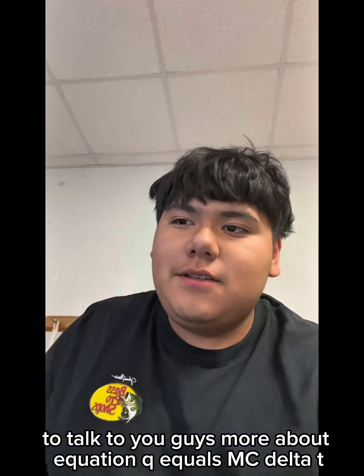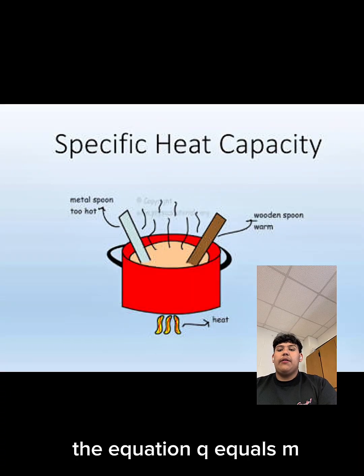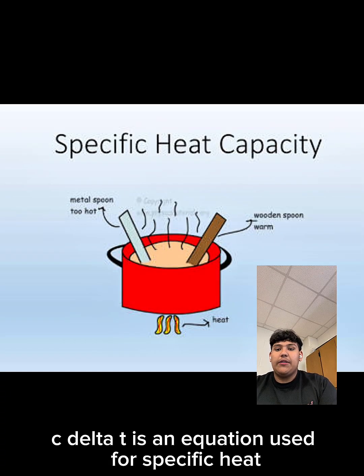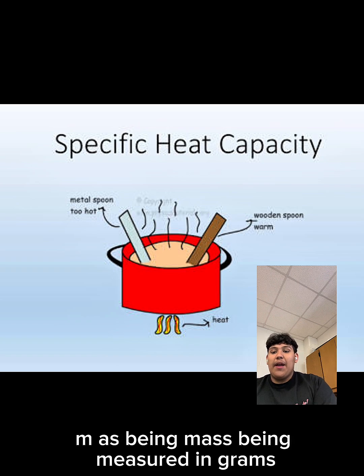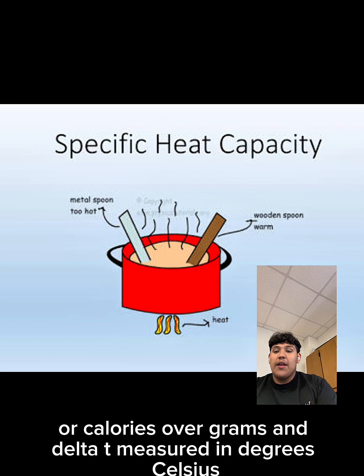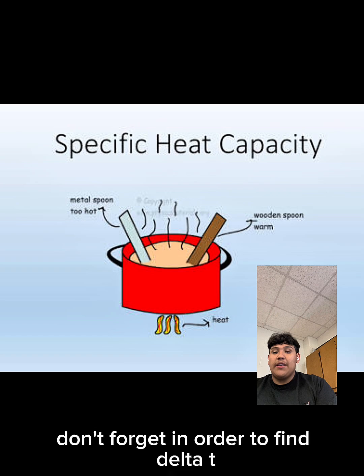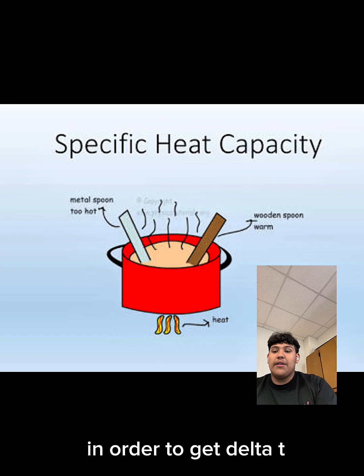Pass it to Fernando to talk to you guys more about the equation Q equals mc delta T. The equation Q equals mc delta T is an equation used for specific heat, with Q being heat measured in joules or calories, m being mass measured in grams, c being specific heat capacity measured in joules over grams or calories over grams, and delta T measured in degrees Celsius. Don't forget, in order to find delta T, you have to subtract your initial T from your final T.